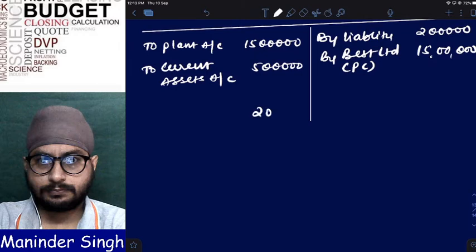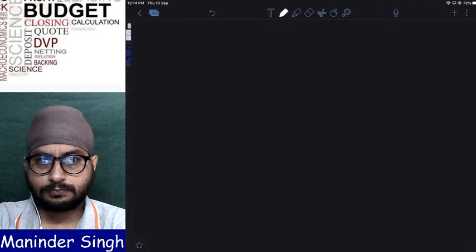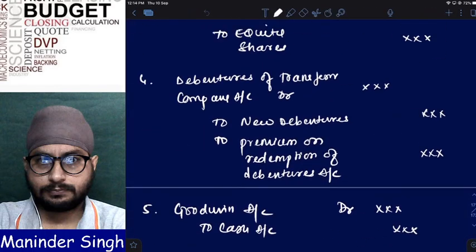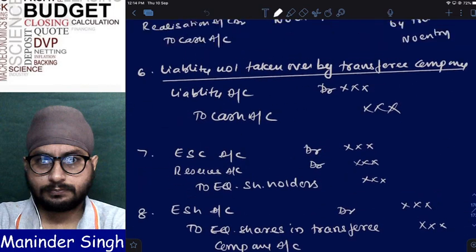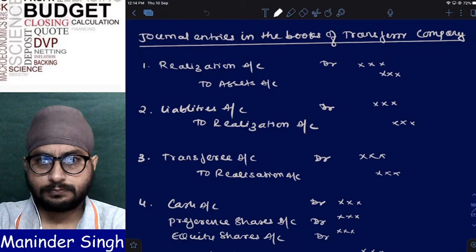Clear? Now, how much is the total here? Debit side 20 lakhs and here also 20 lakhs. Remember the purchase consideration entry. What did I tell you? What is the entry for purchase consideration? Here I think somewhere I have written the journal entry for purchase consideration: Transferee account debit to realization. Correct or not? This was the journal entry I gave you.